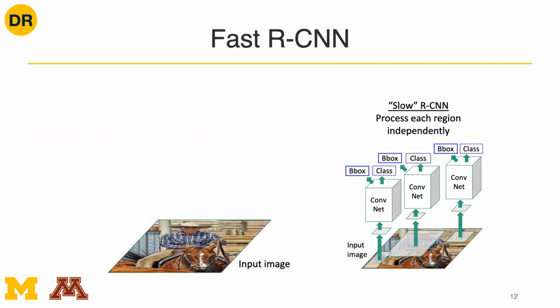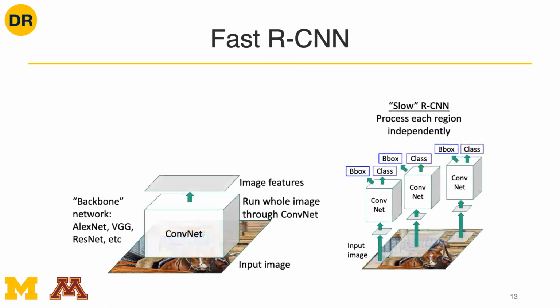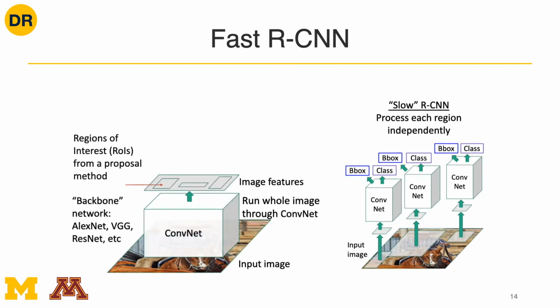So they propose something where you will extract features using one, let's say, a backbone convolutional neural network, which gives you image features. And then you will start getting the regions that are on the image features. So you are reducing the process of repeating the feature extraction that you see in what we call slow RCNN.